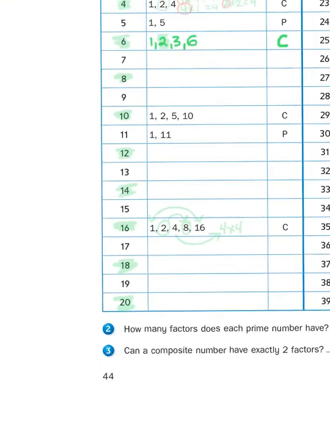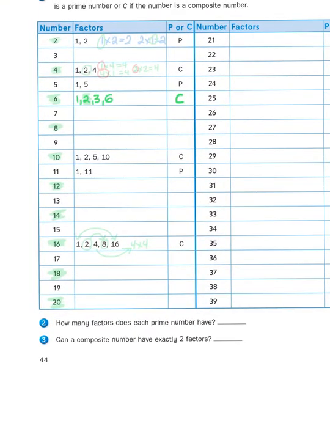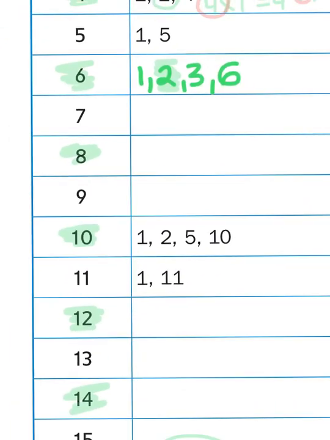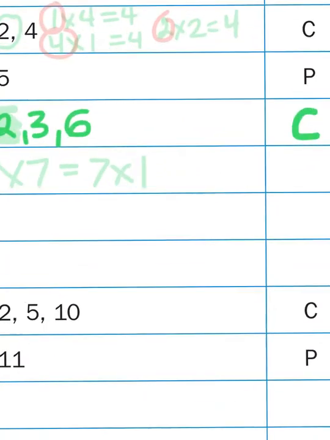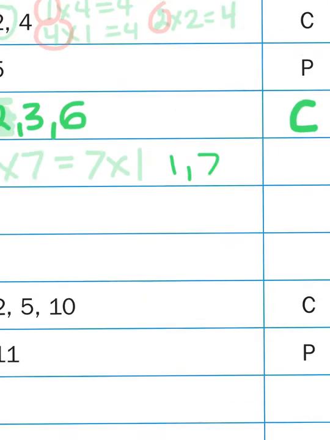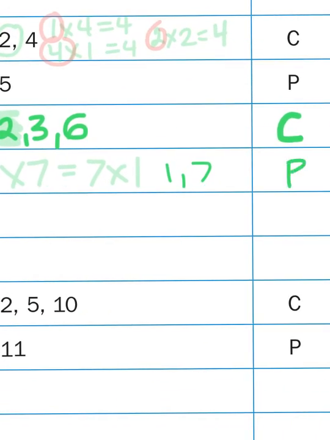Now, if all even numbers after 2 are composite, what can we say about odd numbers? Well, the first couple of odd numbers are going to be prime. For example, 7. There's no number under 7 that you can multiply together that will give you 7 as the product. The only way I can do that is to multiply 1 times 7 or 7 times 1. So those are my only two factors.